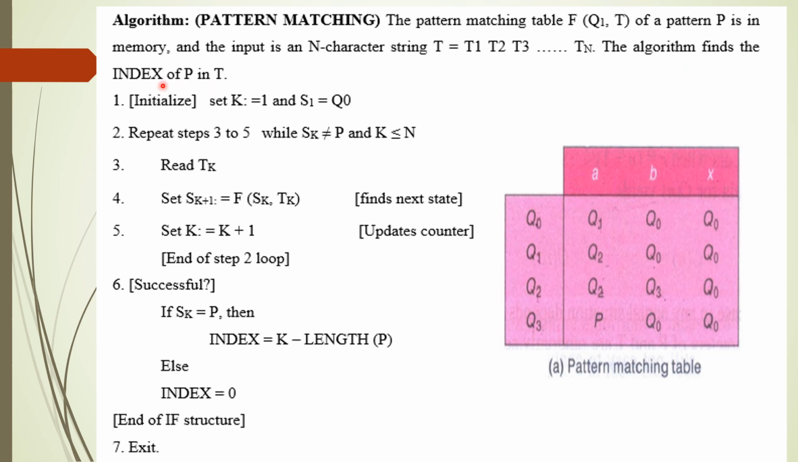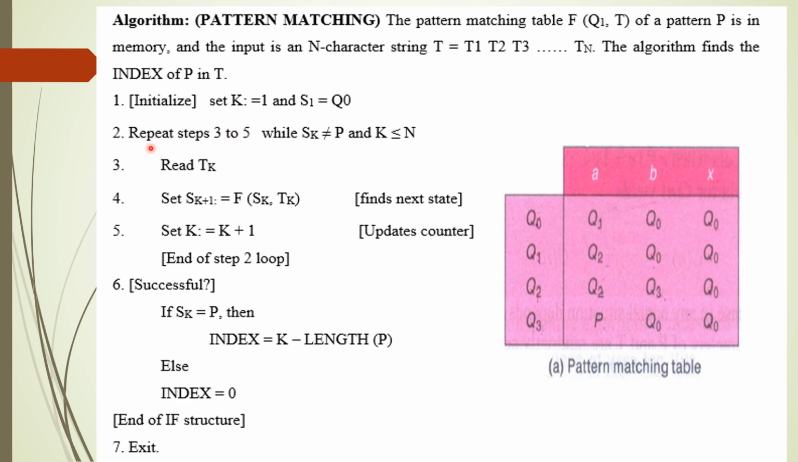The algorithm finds the index of P in T. This algorithm is going to identify the position of P, that is the pattern, in the text string. If the pattern is present in the text, then it will return the position of the pattern as an index value. Otherwise, it will return 0, indicating that the search is unsuccessful. So initialize k is equal to 1 and s1 is equal to q0. We'll start with the state q0. S means state. So the first state is q0, the start state.